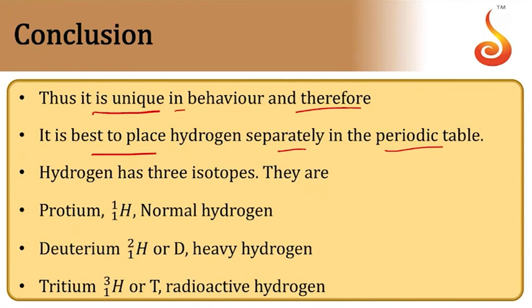Now let us see the isotopes of hydrogen. There are three isotopes. 1H1 is called normal hydrogen, also called protium. 1H2 is called heavy hydrogen, also called deuterium. 1H3 is called radioactive hydrogen, which is called tritium. All differ in the number of neutrons present and all have the same electronic configuration because all three are isotopes.